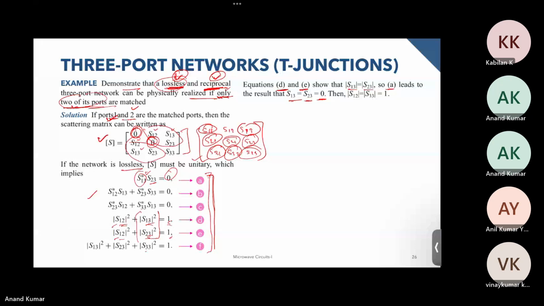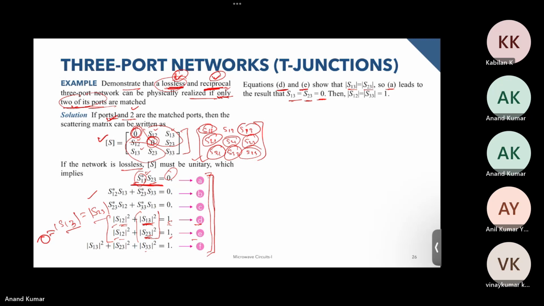Now, if you look at the equations D and D, they're identical except for S13 over here and S23 over here. So if you subtract them, we get mod of S13 equal to mod of S23. And we also have equation A over here, which shows that S13 conjugate times S23 is equal to 0. So if their magnitudes are equal and the product of the conjugates is 0, this will imply that both of them are equal to 0.